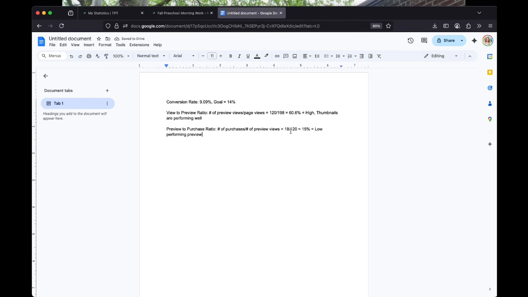Now, my baseline goal is to go 33% here, 33% here, to see at least that. Now, ideally, it's going to be a little bit higher. I like to see 40 and 40. If I could see 40 and 40, then I feel like we're pretty good. In this case, it's 60 and 15. So my thumbnails are doing a great job. My preview is really leaving a lot to be desired.